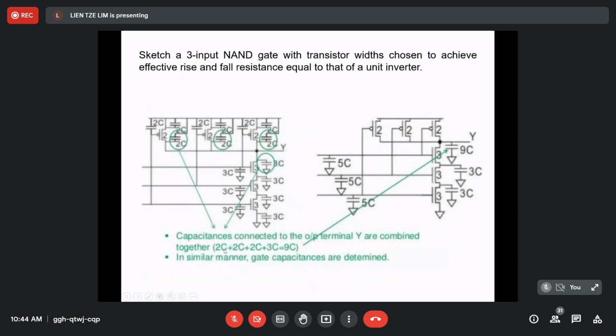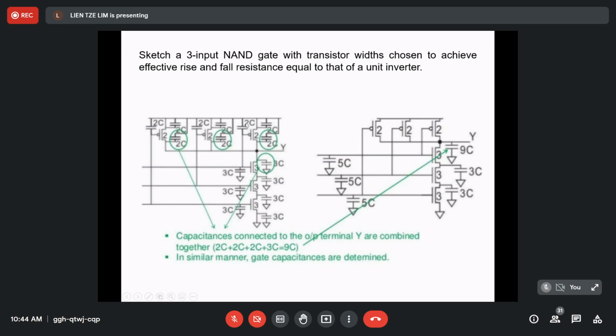Now is the example. This example is to determine the resistance and capacitance of a logic gate. We need to determine the values, and then draw them out in the diagram with the logic gates. The example is given as: sketch a 3-input NAND gate with transistor widths chosen to achieve effective rise and fall resistance equal to that of a unit inverter.